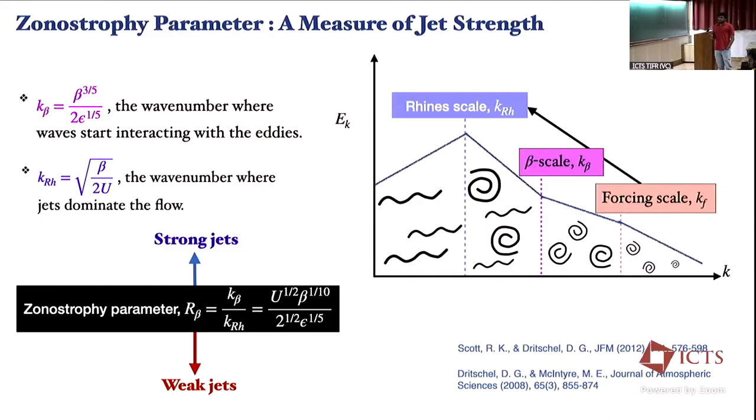So the strength of these jets will be determined by the width of this region. Larger width means eddy fluctuations will be diminished and jets will be much stronger, compared to when the width is small, then eddy fluctuations will be larger. So you can define a parameter, the zonostrophic parameter, which is basically the ratio of this scale to this scale. A high zonostrophic parameter means stronger jets, like what happens in the case of Jupiter's atmosphere. And a lower zonostrophic parameter means weaker jets, like what happens in Earth's atmosphere and terrestrial oceans.